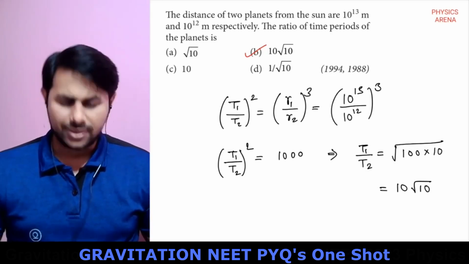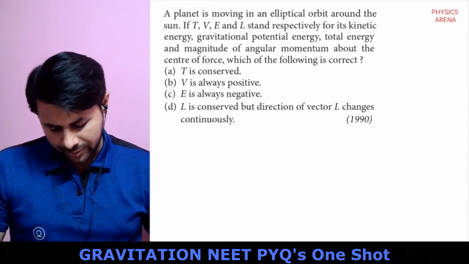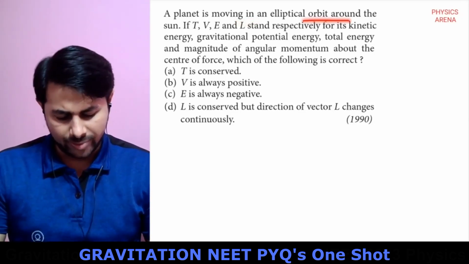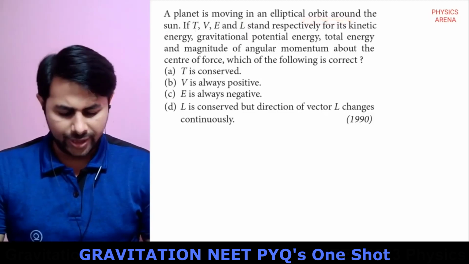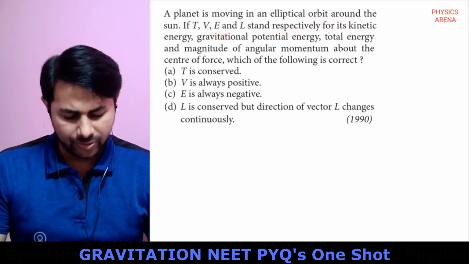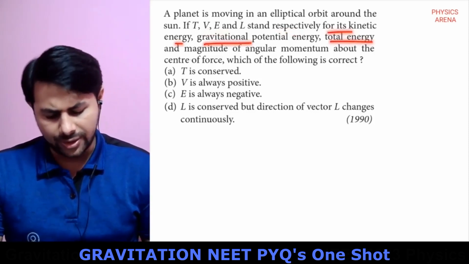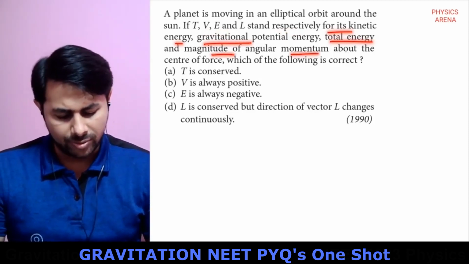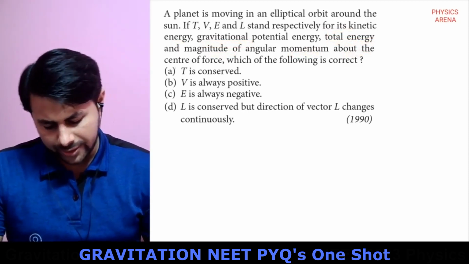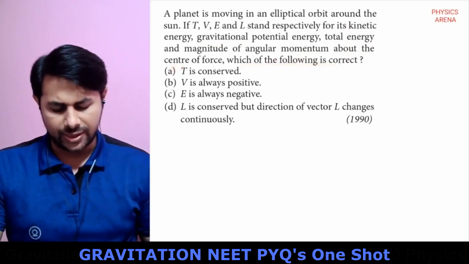Okay. So again, this is a similar question. Next question. The planet is moving in an elliptical orbit around the Sun. If T, V, E, and L stand respectively for its kinetic energy, gravitational potential energy, total energy, and magnitude of angular momentum about the center of the force, which of the following is correct?